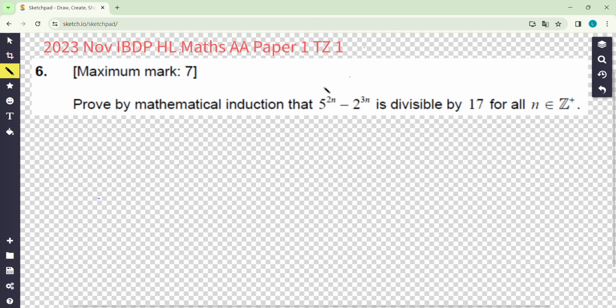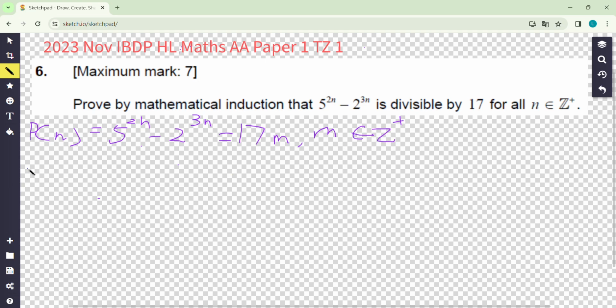Question 6 is a long question on mathematical induction. First, let P(n) be the requirement that 5^(2n) minus 2^(3n) is divisible by 17, so it equals 17 times m, where m also belongs to the integers.